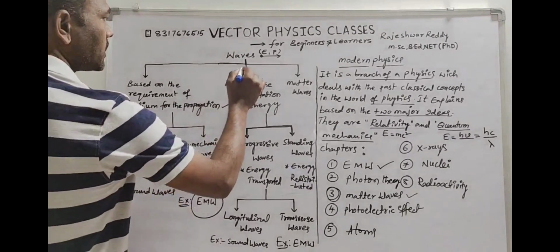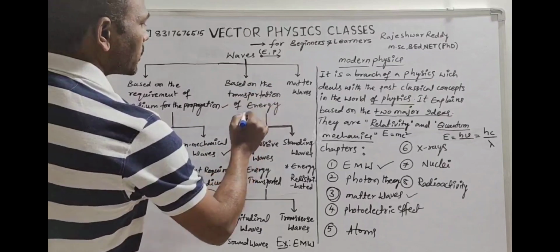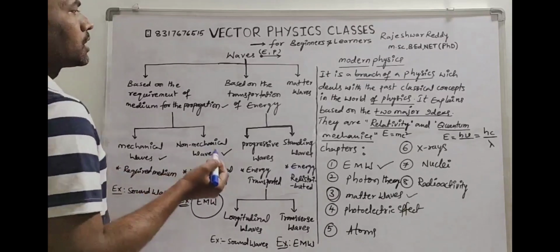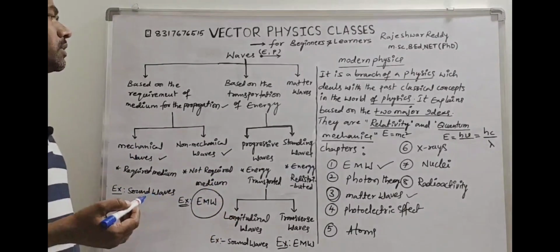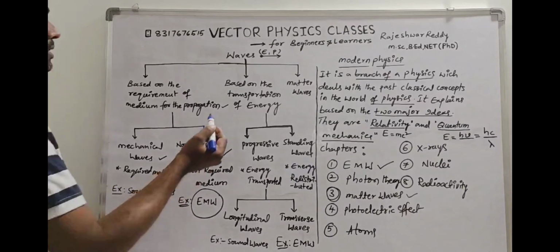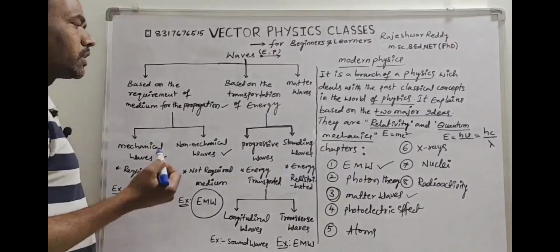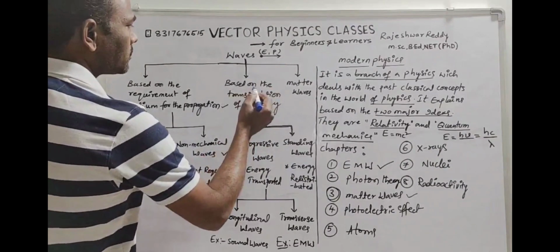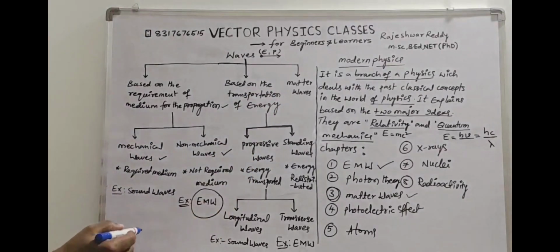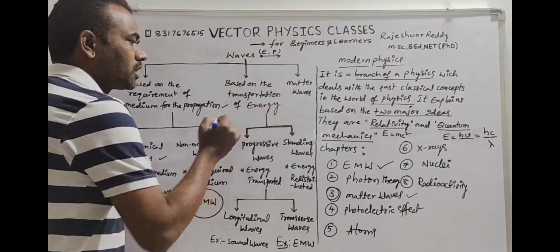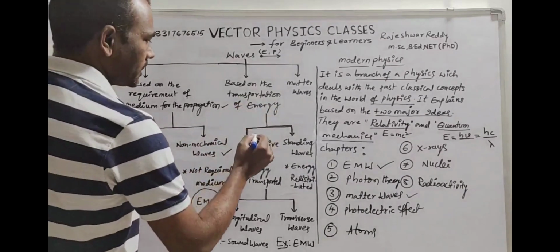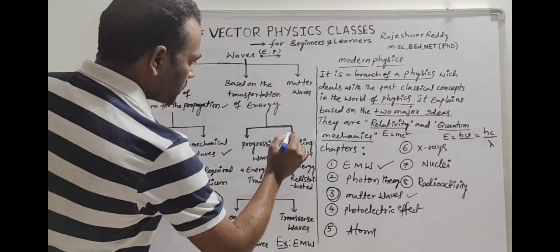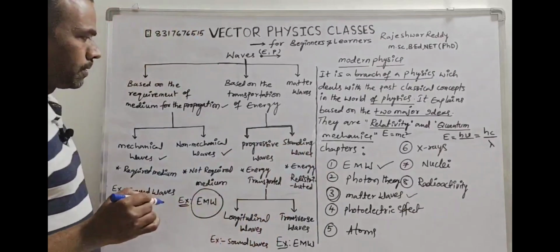The second classification is based on the transportation of energy. What is the main aim of a wave? The wave transports energy and momentum from the source to another place. That's why through waves we can transport energy and also momentum. So the second classification is based on the transportation of energy. Under this category the waves are of two types: progressive waves and standing waves.